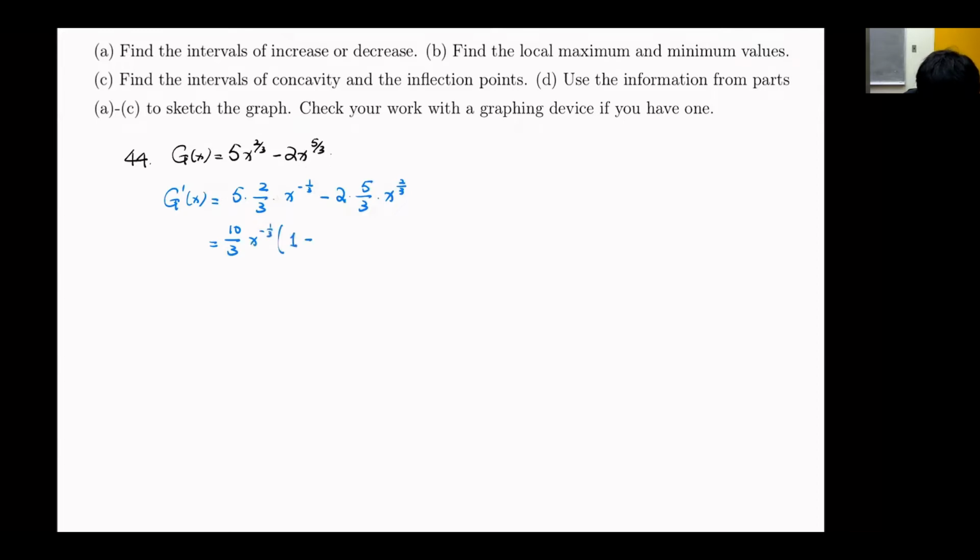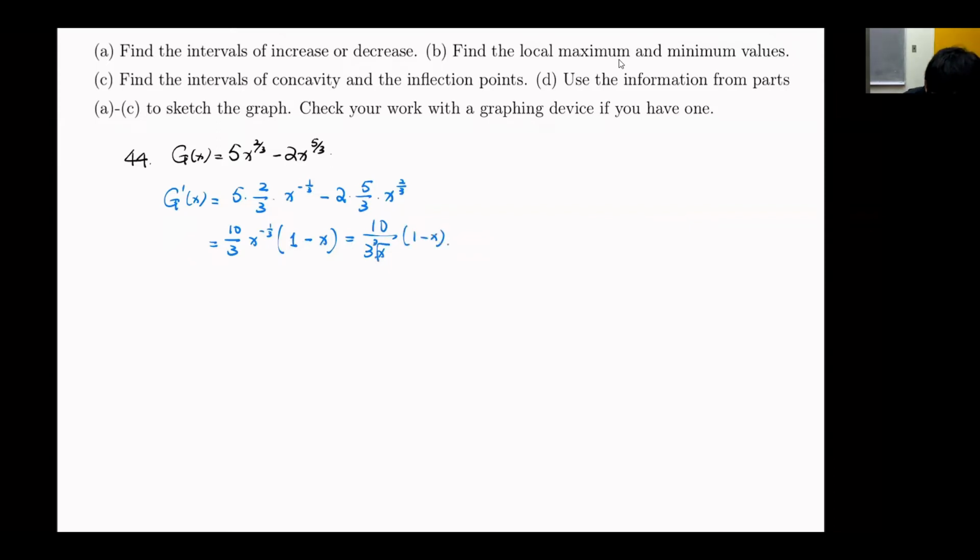And for the second guy, I will need to supplement. In order to get an x to the minus 1 over 3 power, I need to add 1 over 3. So I get x to the 2 over 3 plus 1 over 3 for the second guy after the factorization. But 2 over 3 plus 1 over 3 is precisely 1, so I get x to the first power. Okay, so this is the derivative. I can further rewrite it as 10 over 3 x to the cube root, and then times 1 minus x.